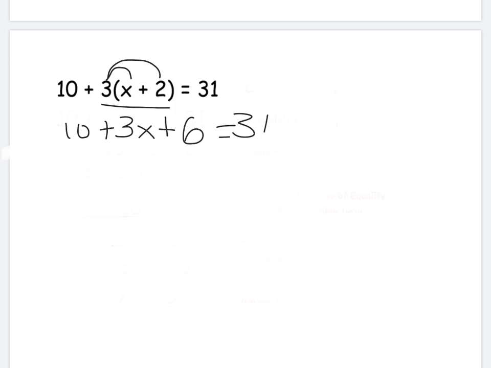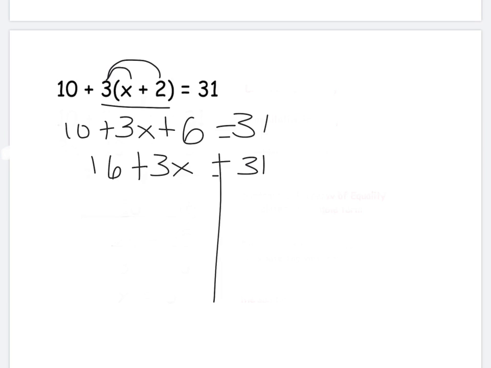So if we look at our terms, the first term we have in that equation is 10. I can put 10 together with 6 because they're both constant terms, or just numbers without variables. So 10 plus 6 gives me 16. So my equation can be 16 plus 3x, because there's nothing I can put together with the 3x, is equal to 31. Now I don't have anything that's like terms on the left-hand side, so I can have my two sides of my equation, and I can begin to solve this.